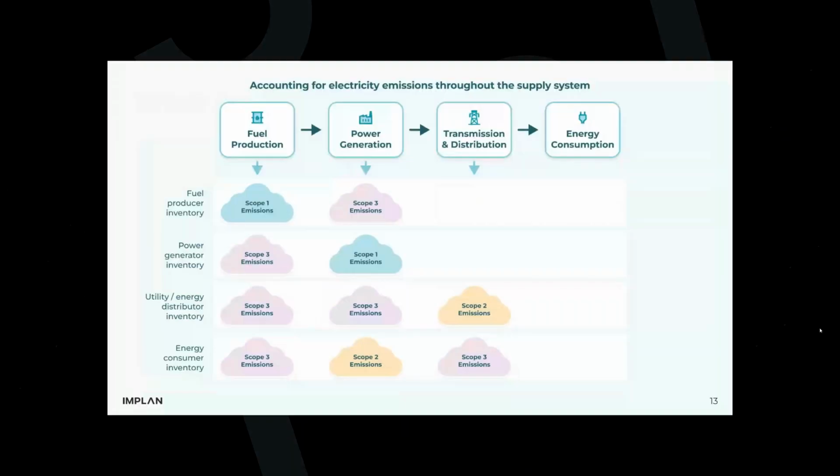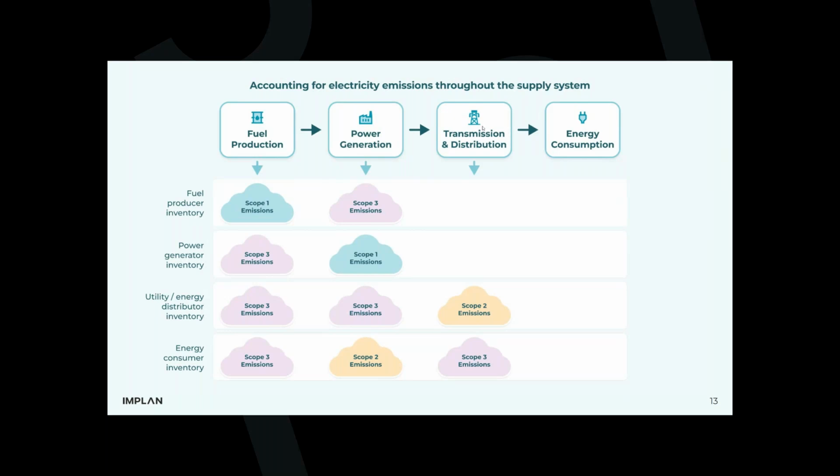Here we go. So this graphic is showing the accounting for electricity emissions throughout a supply system. This is a recreation from the GHG protocol, and it's showing us this supply system of how energy essentially flows from fuel production to actual energy consumption. Fuel is used to generate power, power is transmitted and distributed, and then finally consumed. So if we think about the majority of industries, they are energy consumers who purchase electricity through transmission and distribution, who then is supplied power by the power generation industry.